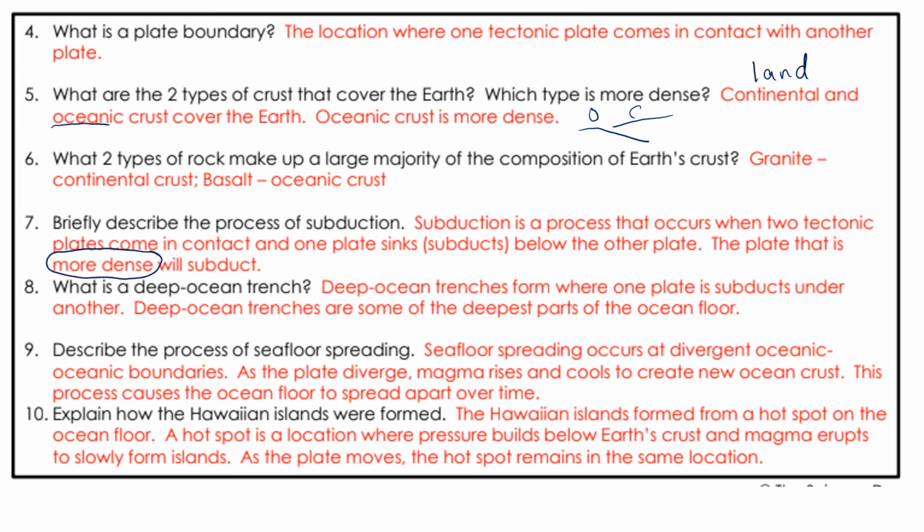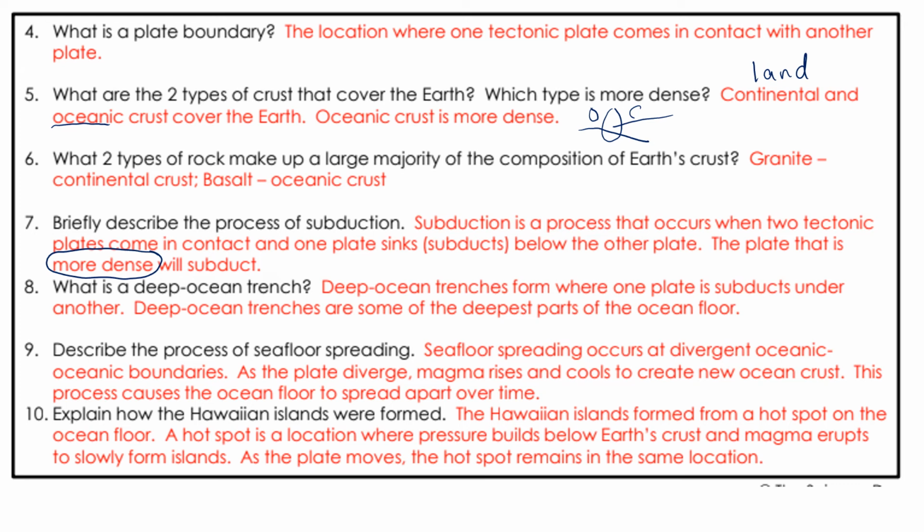What is a deep ocean trench? This is where one plate subducts under the other. So right here, if I look at my number 5 again, this is my trench right there. Describe the process of seafloor spreading: that's when I have something like the mid-Atlantic Ridge. The plates are separating from each other, and new magma comes up in between and creates new land as they spread apart.